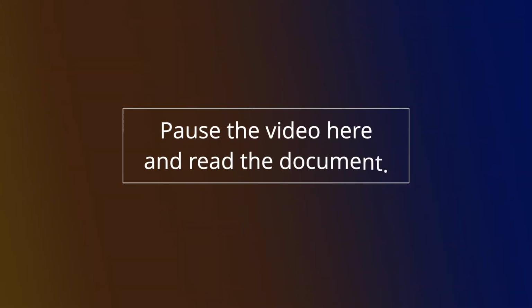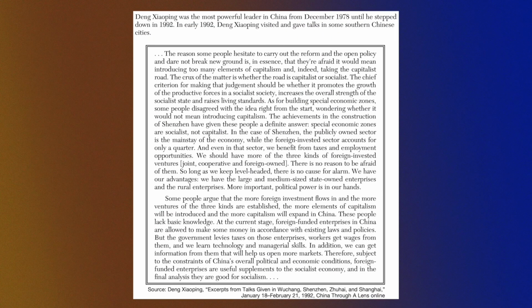Pause the video here and read the document to see if you can infer a purpose. After unpausing, I will show you the parts of the document that I read that could be used to infer a purpose. Let's take a look at what jumped out at me when I read this document as possible clues about Deng's purpose for writing and delivering this speech.